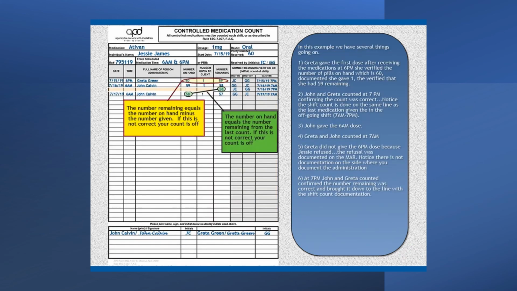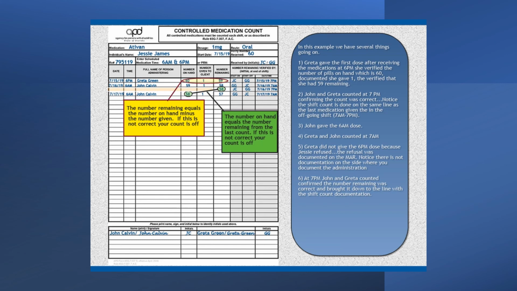In this example, we have several things going on. 1. Greta gave the first dose after receiving the medications at 6 p.m. She verified the number of pills on hand, which was 60. Documented she gave 1. Verified that she had 59 remaining. 2. John and Greta counted at 7 p.m., confirming the count was correct. Notice the shift count is done on the same line as the last medication given in the off-going shift, which would be 7A to 7P.